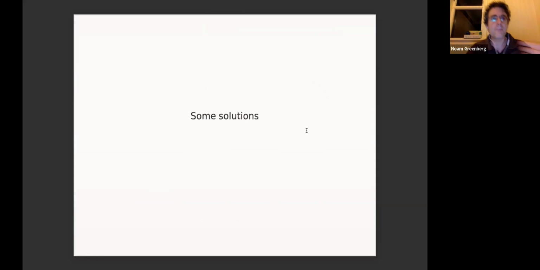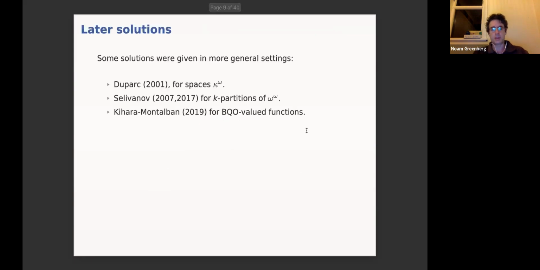Okay, so what does it mean to describe all Borel Wadge classes? There have been a number of solutions over the years, and solutions that were also informed by generalizations. So for example, Duparc described Borel Wadge classes not only for Baire space, but also for spaces of the form kappa to the omega, where kappa is an uncountable cardinal. So there it's kind of like the same picture of an infinitely branching tree, except that instead of in Baire space, where there's an omega branching, we're now looking at kappa branching trees and sets of paths.